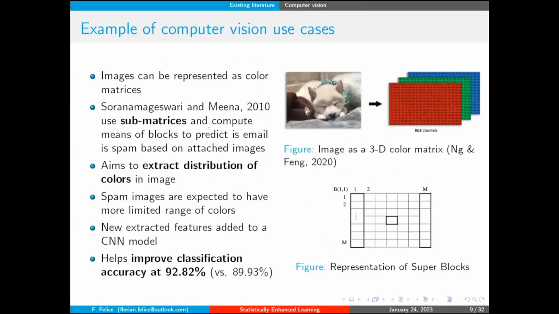For computer vision, we may have a first example where authors are actually interested in making predictions of spam emails. So you have an email that contains images and you want to know whether it's a spam or not a spam. The literature usually uses some standard techniques for deep learning with convolutional neural networks, where you just analyze the picture and try to identify specific patterns.